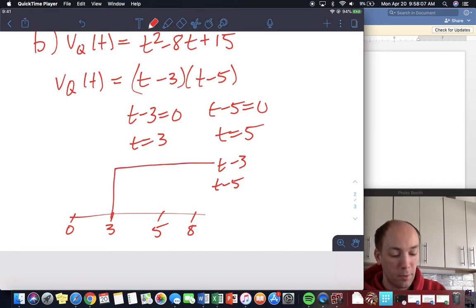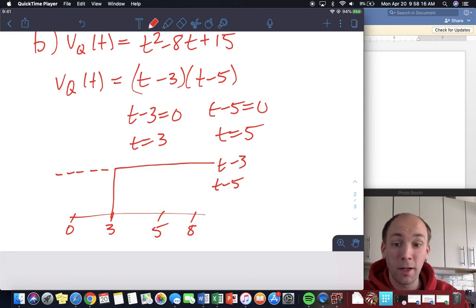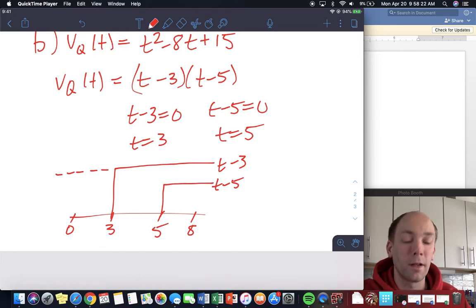Anything bigger than 3 would be positive. Anything smaller would be negative. If you plugged in a number bigger than 3, let's say like 4, t minus 3 would be positive. If you plug in a number smaller, like 0, you're going to be negative. And the same goes for 5. If we plug in something bigger, we're going to get something positive. If you plug in something smaller, you're going to get something negative.